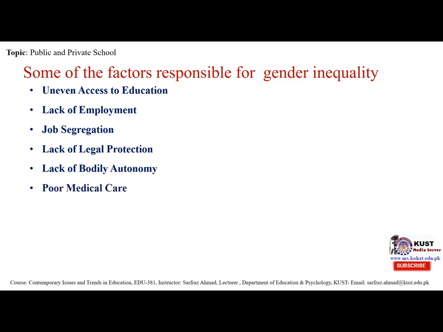The other factor is poor medical care. In addition to limited access to contraception, women overall receive lower quality medical care than men. This is linked to the other gender inequality reasons such as lack of education and job opportunities, which results in more women being in poverty. They are less likely to be able to afford good health care.